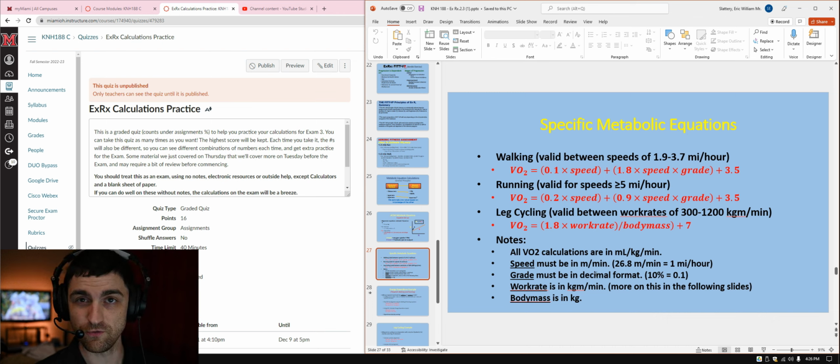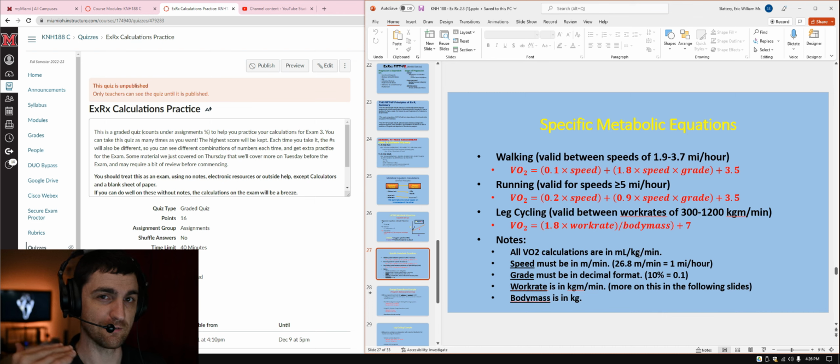Grade must be in decimal format. It's always given as a percentage, but you'll have to convert that into decimal format. So it's just whatever the percentage is divided by 100. Easy as pie. Then we've got work rate, which is going to be in kilogram meters per minute. And then we'll also have body mass. That's going to be in kilograms, and if it's not in kilograms, you have to convert it to kilograms.